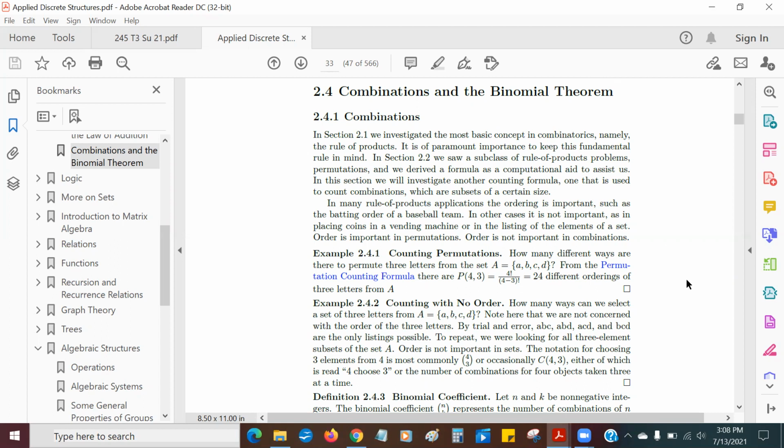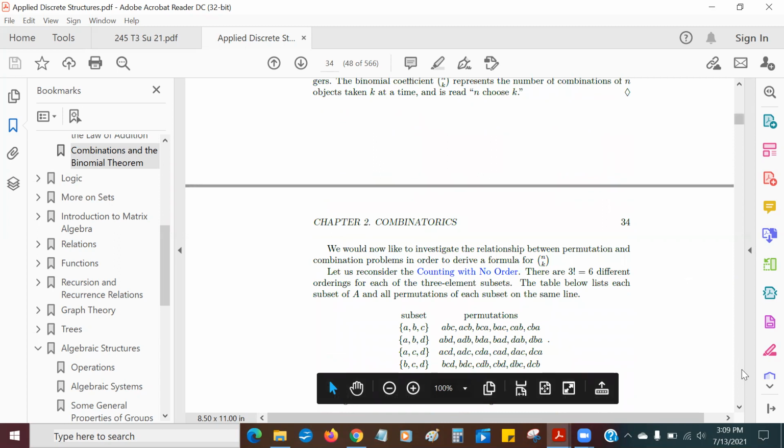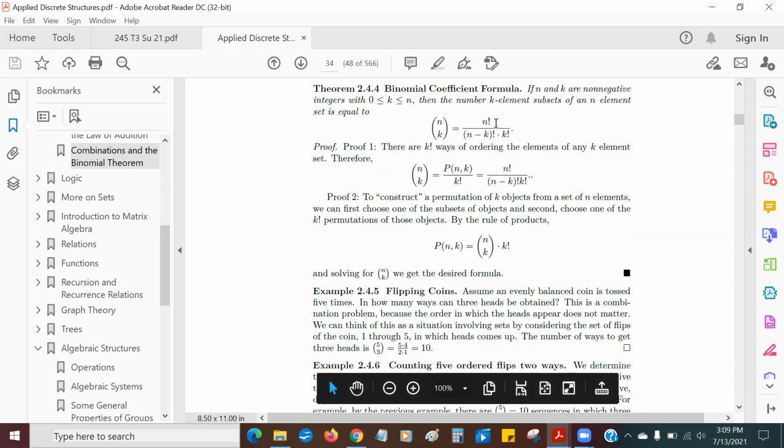So the formula for permutations, as you recall, was n factorial over n minus r factorial. In this case, n is 4 and r is 3. The formula for combinations is very similar, and here it is. Let me just highlight it.